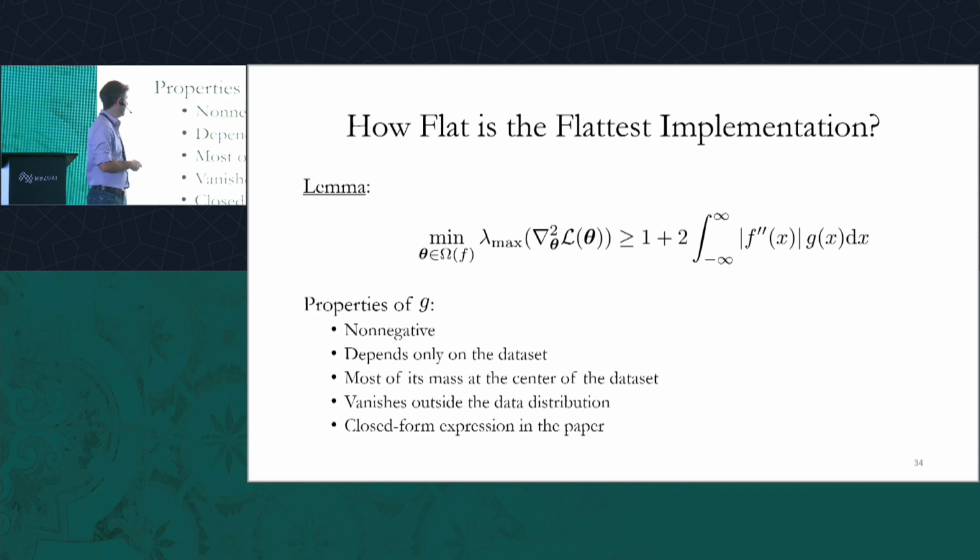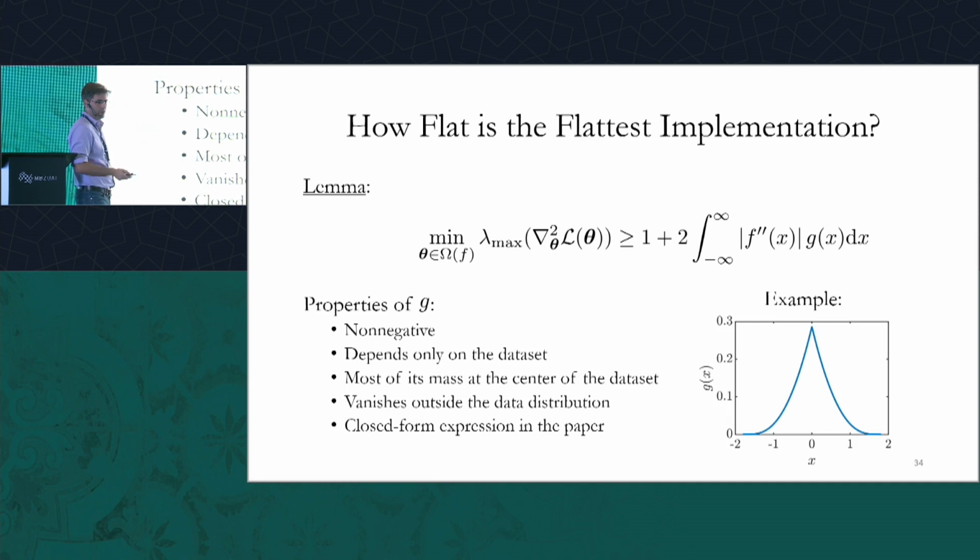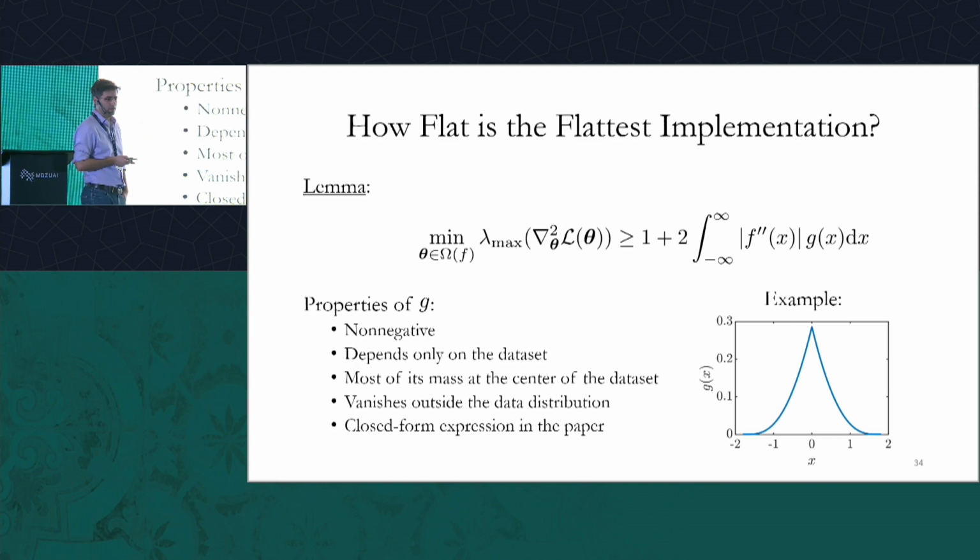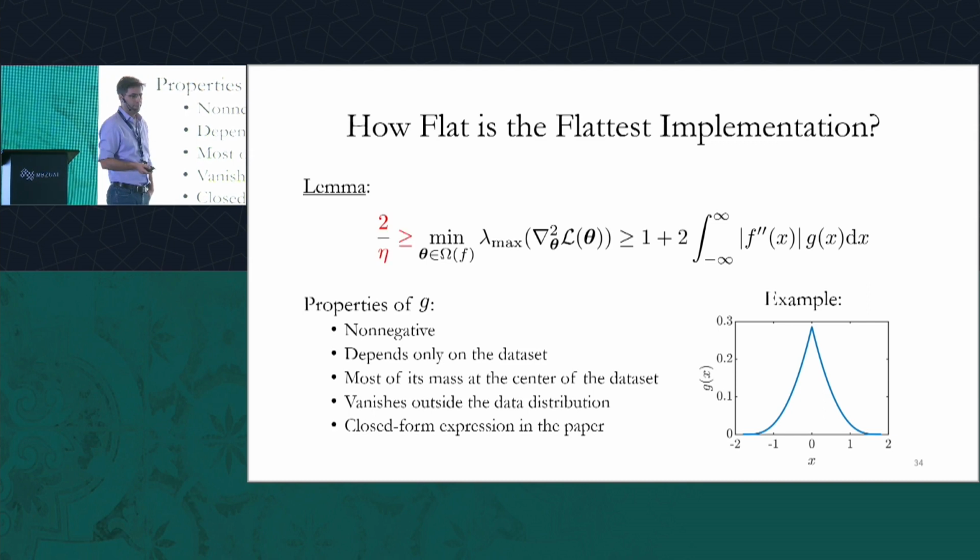It's non-negative. It depends only on the data set. You can get an explicit formula for it, it's just complicated, so I didn't write it here. And it has most of its mass around the center of the distribution. For example, for a uniform distribution, this is the G function, meaning it's 0 outside of the distribution support and has this peak in the center. Generally it vanishes outside the data distribution, so we don't care what happens outside the support of the data. Again, we have a closed form expression for G, but I don't show it here because it's complicated.